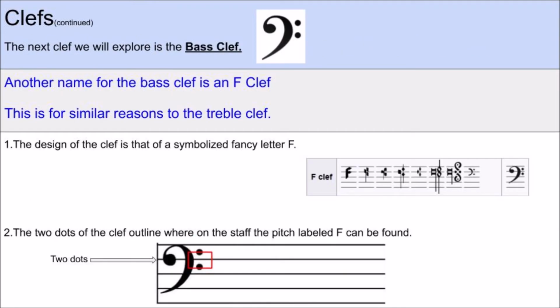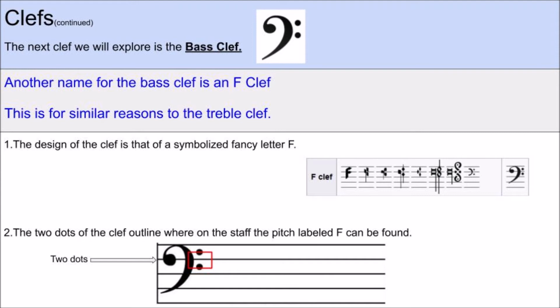The next clef is the bass clef, and we can use our understanding of how the treble clef works to also understand how this clef works. Another name for the bass clef is the F clef. This is for similar reasons. The design of the bass clef is that of a fancy sort of cursive letter F, and pictured here is the evolution of the bass clef, or F clef, to the modern day version.